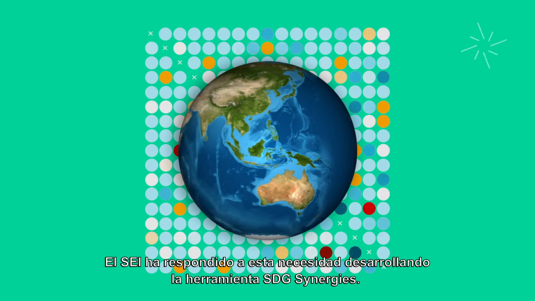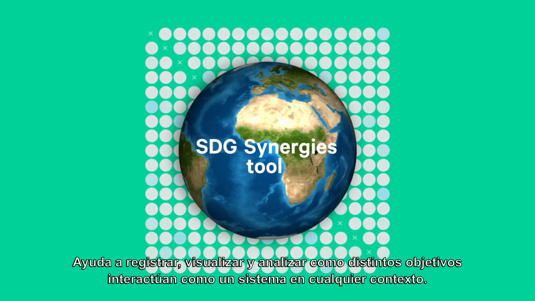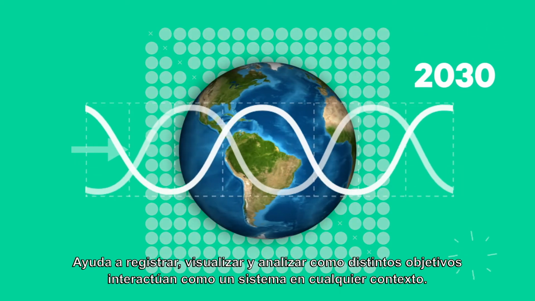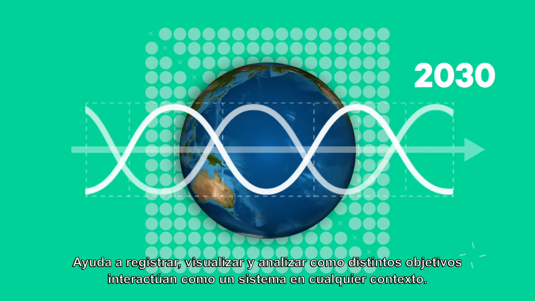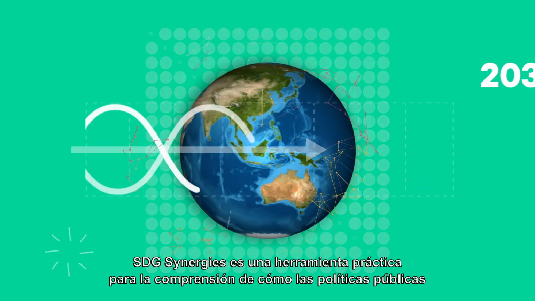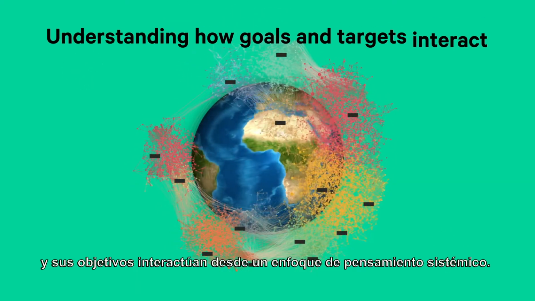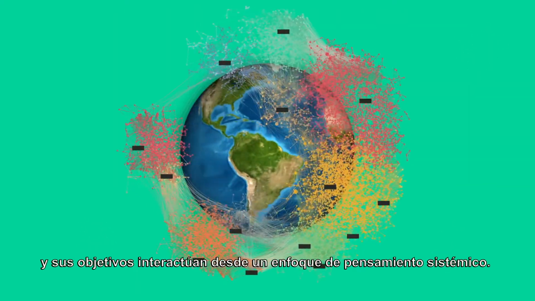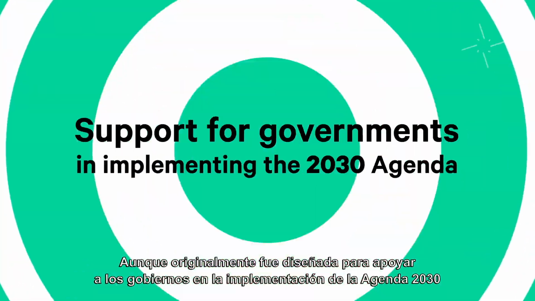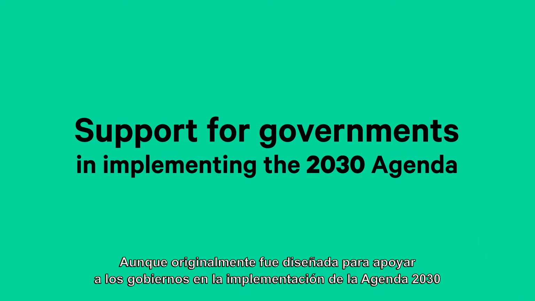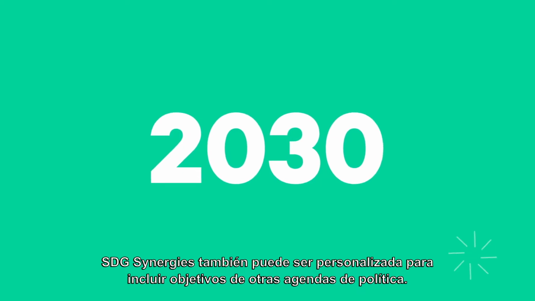SEI has responded to this challenge by developing the SDG Synergies tool. It helps to record, visualise and analyse how multiple targets interact as a system in a given context. SDG Synergies is a practical tool for understanding how goals and targets interact using systems thinking. It was originally designed to support governments in implementing the 2030 Agenda. It can also be customised to include other agendas or policy areas.